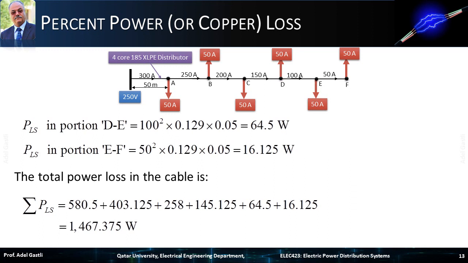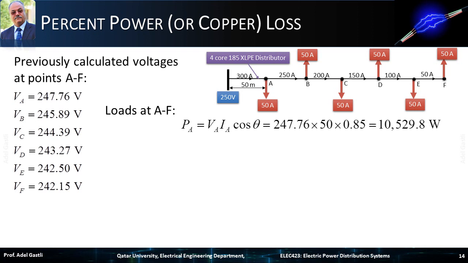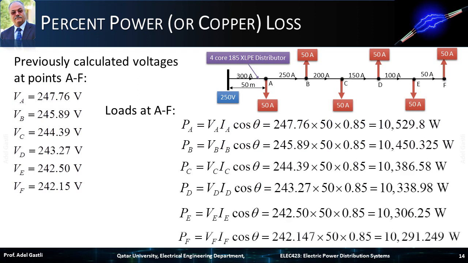Then, the total power loss in the cable is the sum of all power losses in each portion of the cable, that is 1467.375 watts. Previously calculated voltages at points A to F are listed here. Using these voltages, we can calculate the power tapped at all points A to F, as follows.